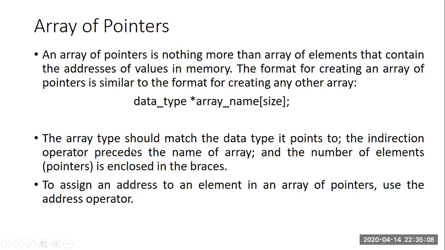The second point actually says this: the array type should match the data type it points to. The indirection operator precedes the name of the array, and the number of elements, that means pointers, because I mentioned earlier that each and every index is nothing but a pointer, is enclosed in the brackets, that is the size that I declared with the array name. To assign an address to an element in an array of pointers, use the address of operator, that we already know. To assign the value of a pointer variable, we have to use the address of operator, ampersand. Fine. So this is the basic fundamentals of array of pointers.